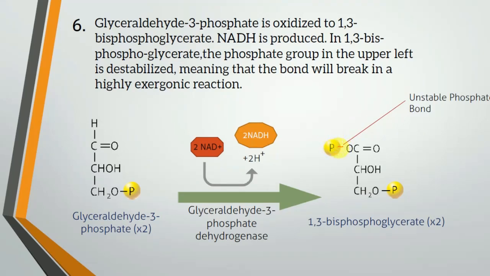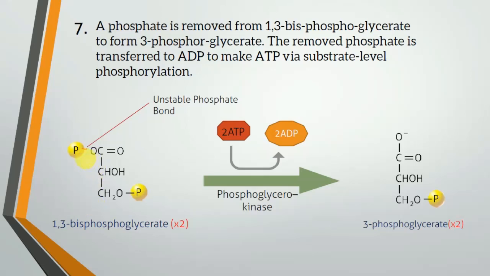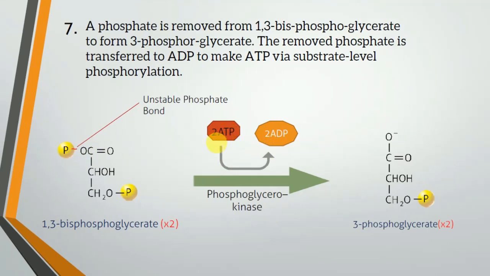Here you can see that there is an unstable bond between the phosphate group and carbon number 1 of the glyceraldehyde 3-phosphate. 1,3-bisphosphoglycerate results in the next step. The unstable bond will break by using ADP molecules, and 2 molecules of ADP are added to form ATP, with the enzyme phosphoglycerokinase, and the bond breaks, resulting in 3-phosphoglycerate. ATP is formed. This method of ATP production is known as substrate level phosphorylation. So remember, during glycolysis, substrate level phosphorylation takes place and results in ATP formation.